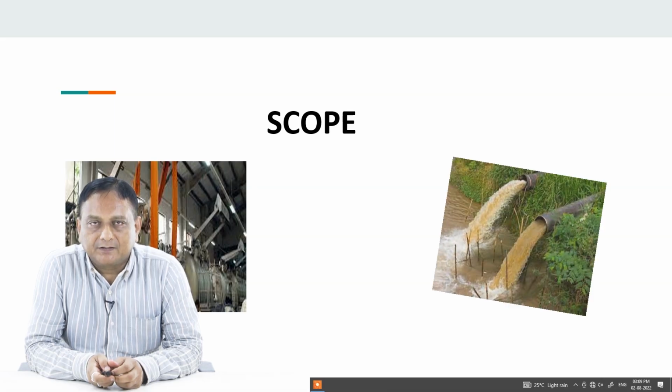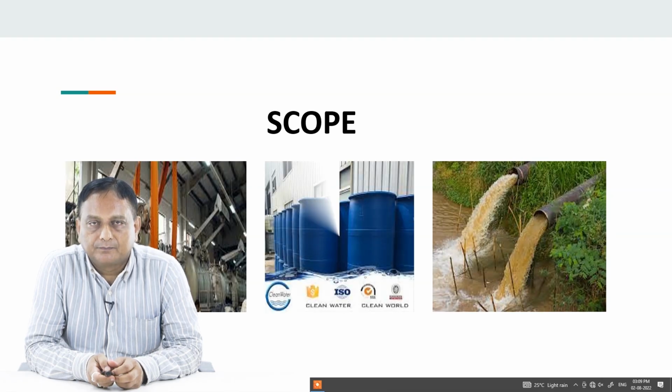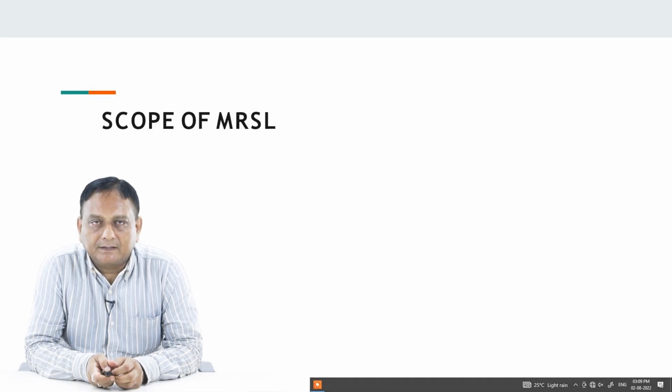Now what is the scope? As you can see, different areas and different processings are going on at the garment stage or the fabric stage, and different chemicals are getting discharged into the environment. So we have to find out which chemicals are not to be used in this MRSL category. That is the challenge of the MRSL, or manufacturing restricted substances list.